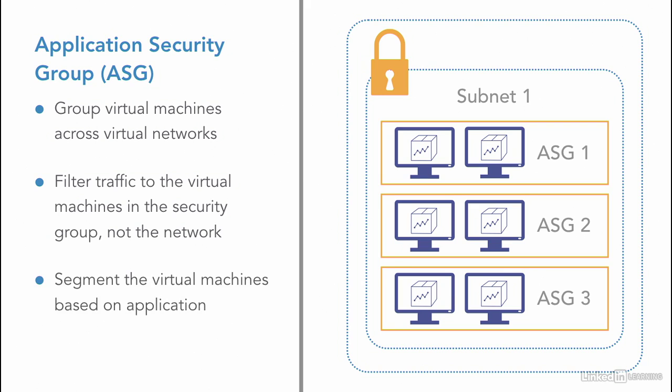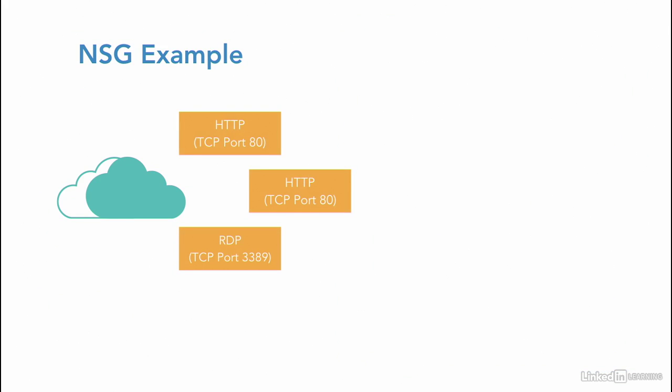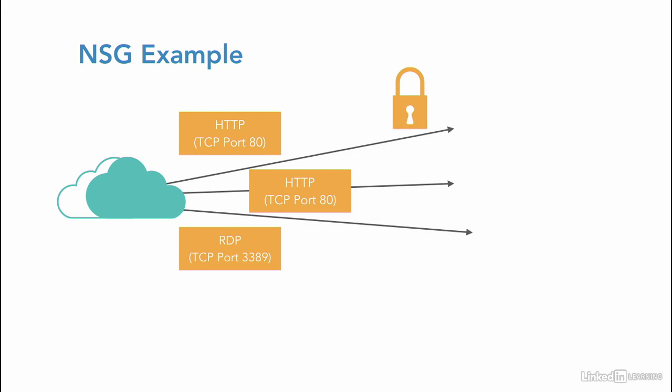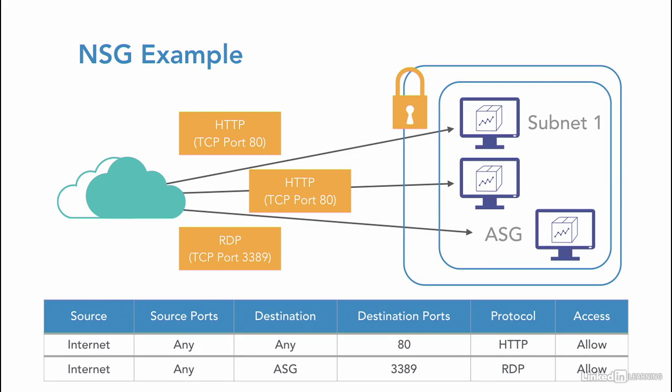In our example here, you can see that we have subnet 1, but I have grouped 2 virtual machines into application security groups. Looking at an example of this, we're taking our previous example, but we're adding in RDP on port 3389. And you'll notice here that our destination is ASG, and it is allow.